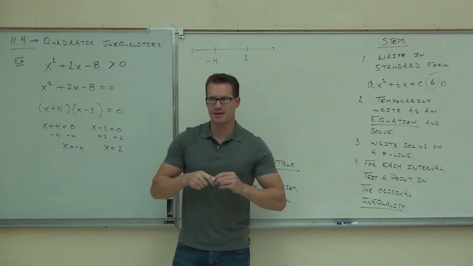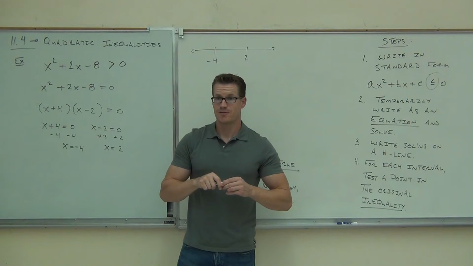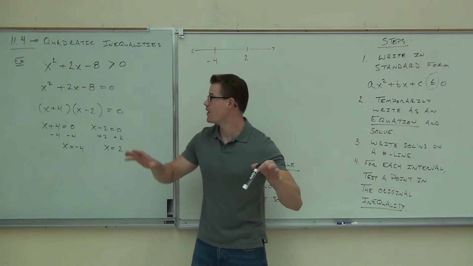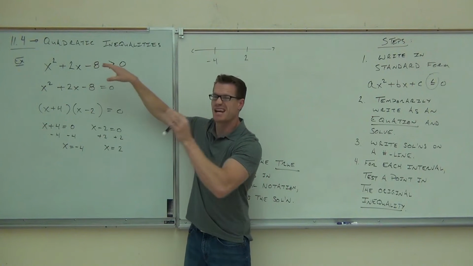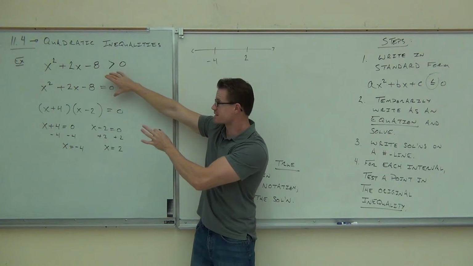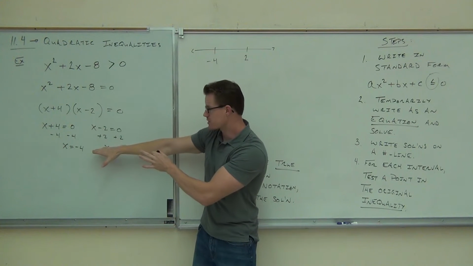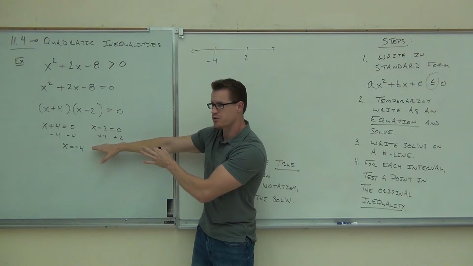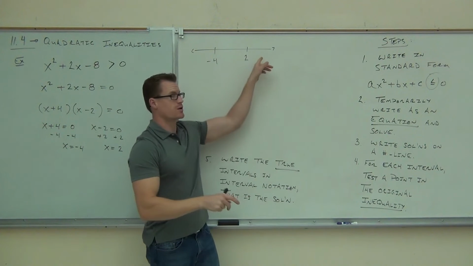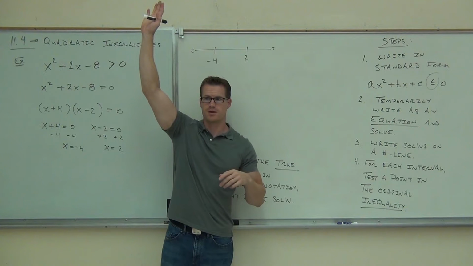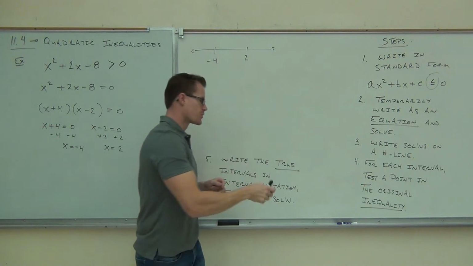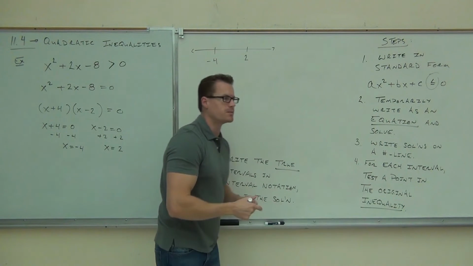Okay, shall we give it a try? Firstly, can you give me a hand raise if you're okay on the standard form, the temporary equation, this is not what you check later, then solving it down to your points using factoring or the quadratic formula, and then writing them on a number line? Raise your hand if you feel okay that far. Good deal. Okay, now comes the most important part, the checking.